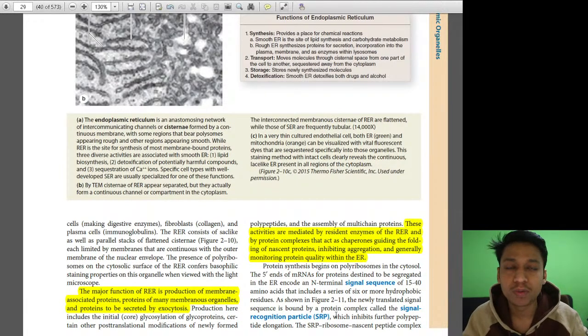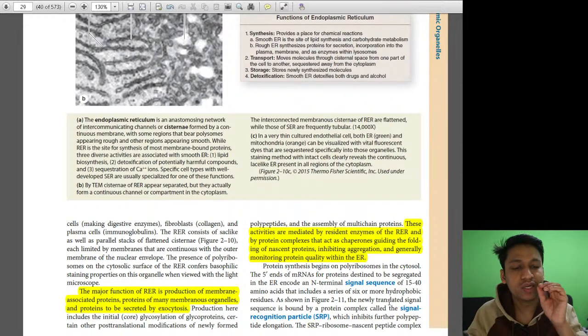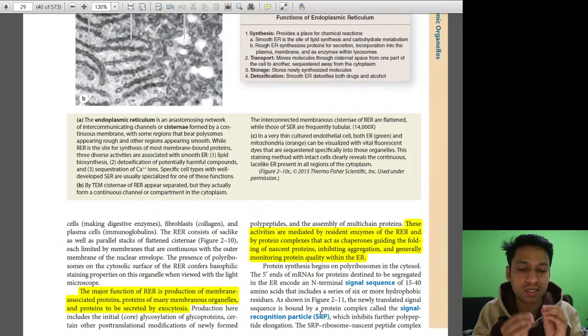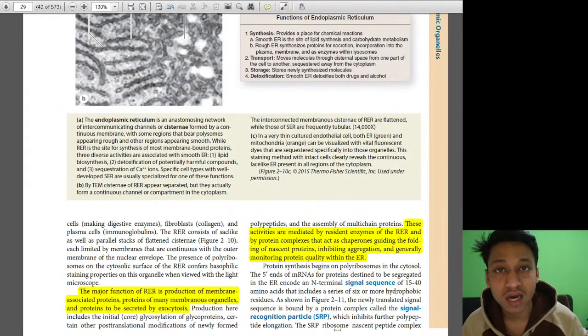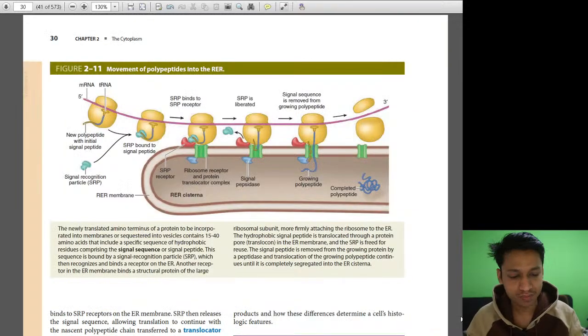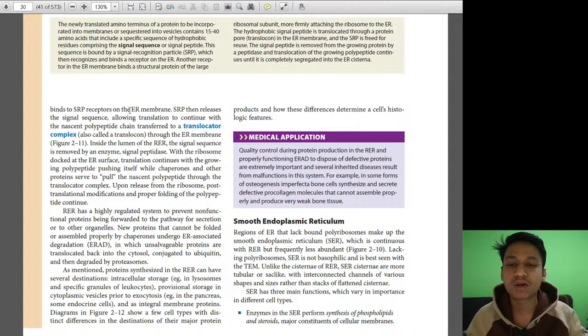As shown in figure 2.11, we'll check figure 2.11. The newly translated signal sequence is bound by a protein complex called signal recognition particle, SRP, which inhibits further polypeptide elongation. The SRP ribosome nascent peptide complex binds to the SRP receptor on the rough endoplasmic reticulum. SRP then releases the signal sequence, allowing translation to continue with the nascent polypeptide chain transferred to a translocator complex, also called translocon, through the rough endoplasmic reticulum.